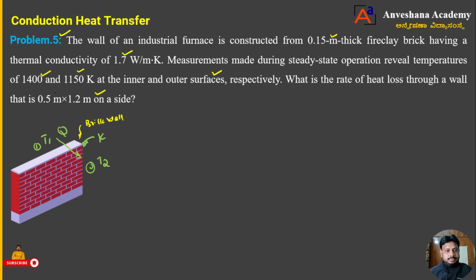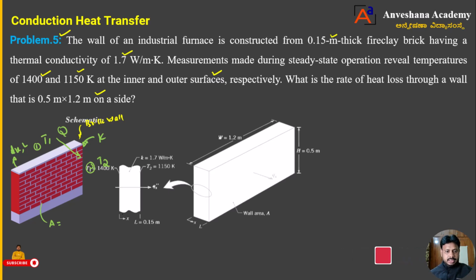Then the brick wall has an area, which is given as 0.5 meter into 1.2 meter. The thickness of the wall is also given, around 0.15, which we can take as dx or L or T, whatever you want. All these things are given, so now I need to draw them on a schematic diagram. You can see how, dear students.